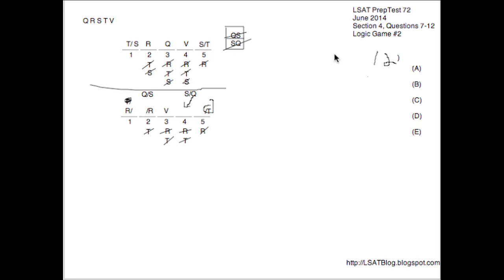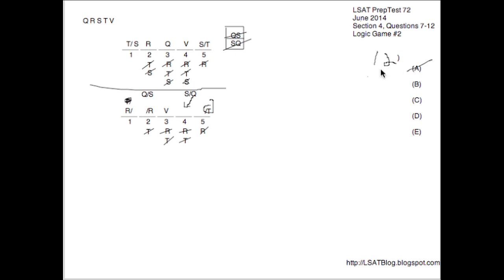A, R cannot be fourth. Well, of course, we know that it's never possible for R to be on 4. We always have V, S, or Q on 4. But would that have the same impact? No. If we simply learned as new information that R could not be fourth, that would still allow R to be fifth. That would not prevent that from happening like the original rule did. So A does not have the same effect.